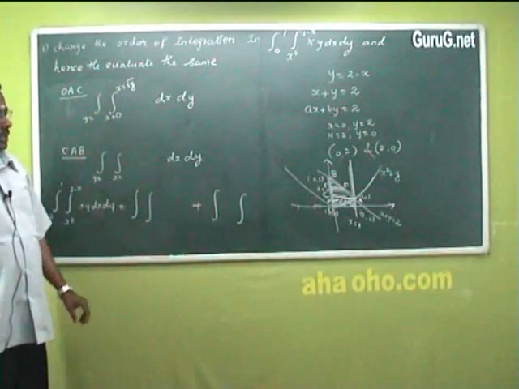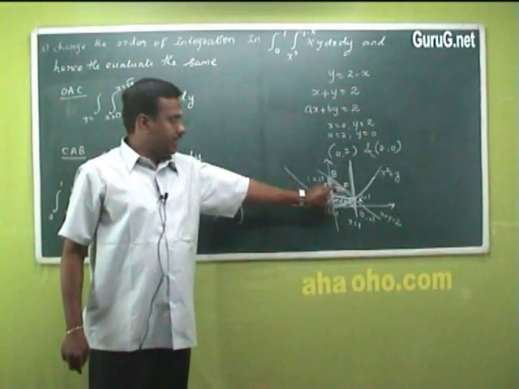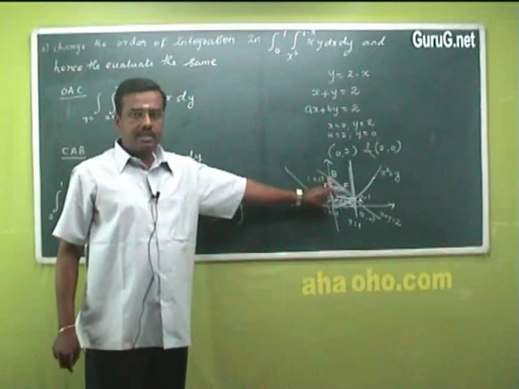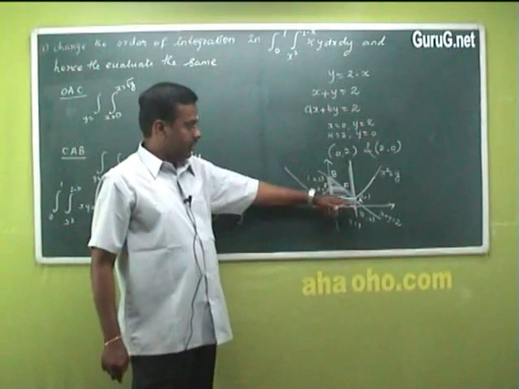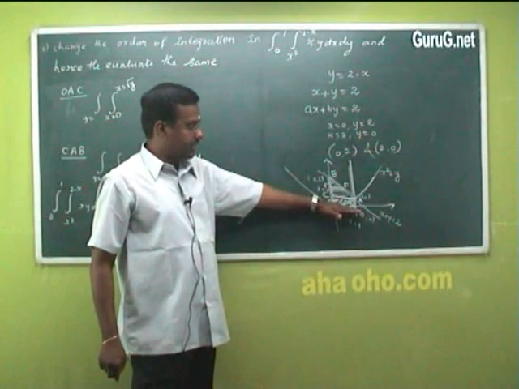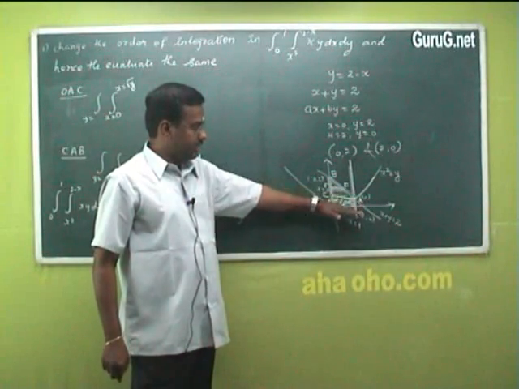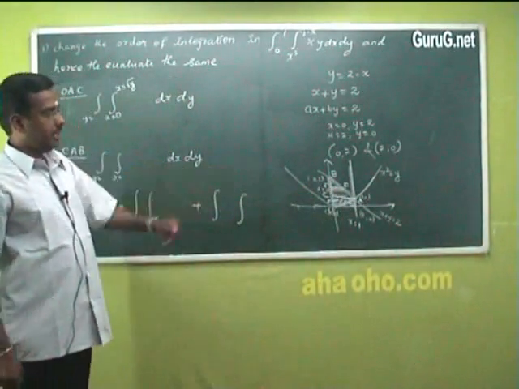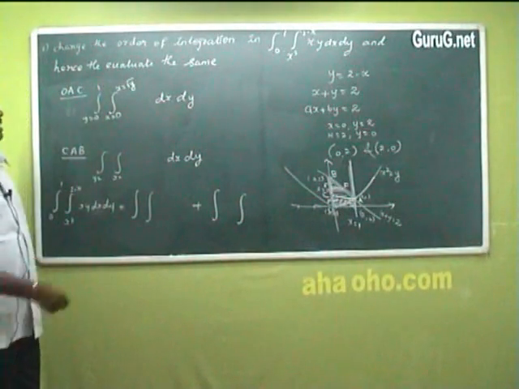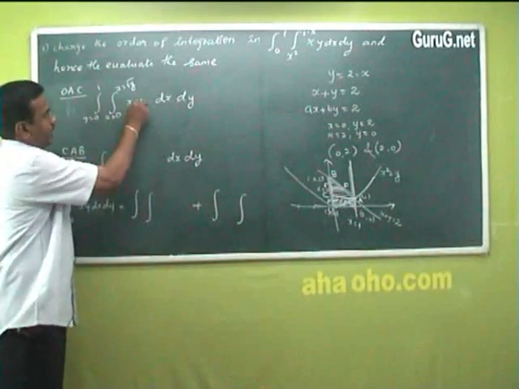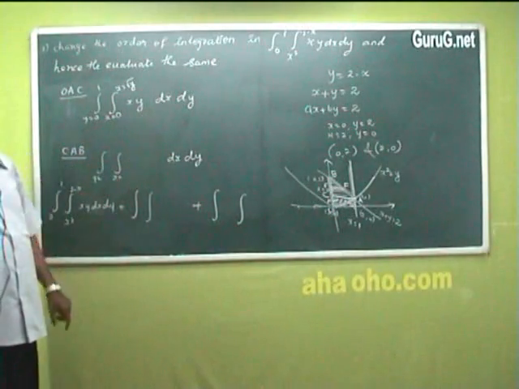The next step is, in the region we have to find the corresponding y limits. That is, we have to express y as constant limits. For that, let us find the range of the strip in this region. The lowest value of y in this region is y equal to 0 and the highest value of y in this region is y equal to 1. Therefore, in this region OAC, y varies from 0 to 1. Now the given function is nothing but xy. Thus we have changed the order of integration in the region OAC.